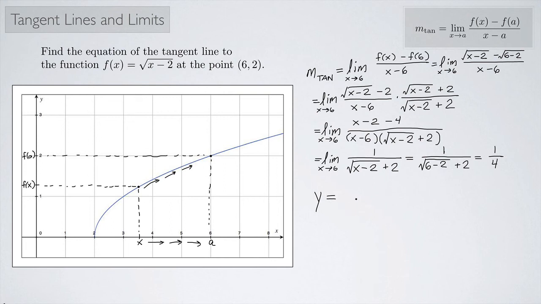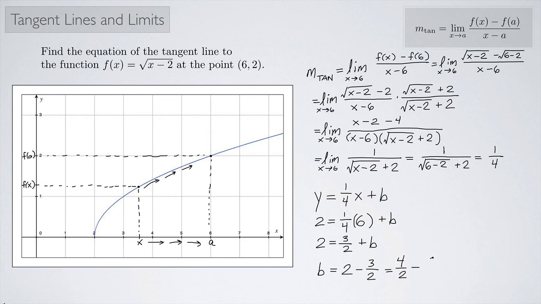So I can use my general equation of the line. I'm going to plug in the slope here, 1/4 x plus b, and to solve for b I'll use the point 6 comma 2. And so this is 2 equals 1/4 of 6 plus b, which is the same thing as, well, 6 over 4 is the same thing as 3 over 2 plus b. And so b must be 2 minus 3/2, which is the same thing as 4 over 2 minus 3/2, which is the same thing as a half. So the final equation of my line is 1/4 x plus a half.